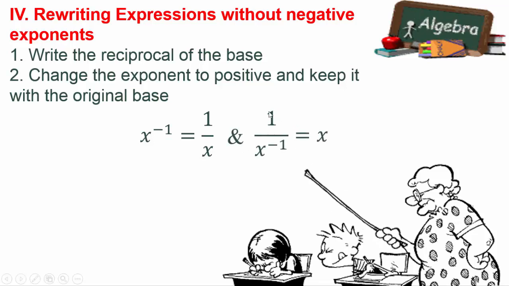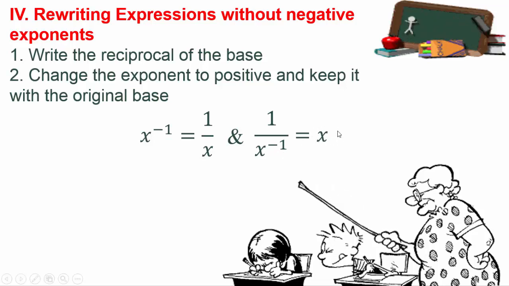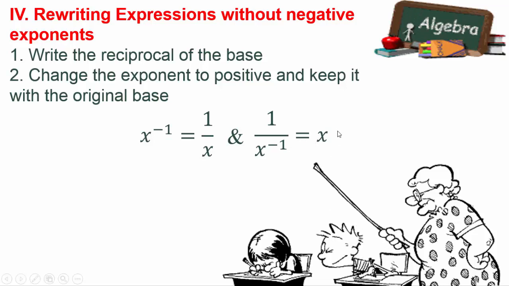And of course, you can do the reverse. If you have a negative exponent on the bottom here, x to the -1, you can bring that upstairs and put that simply as x to the +1, or just x. So let's look at a few examples.